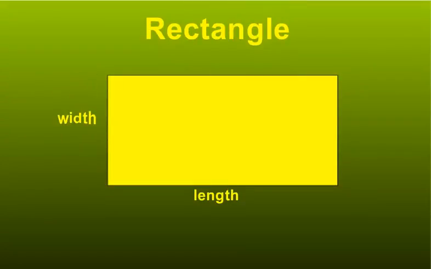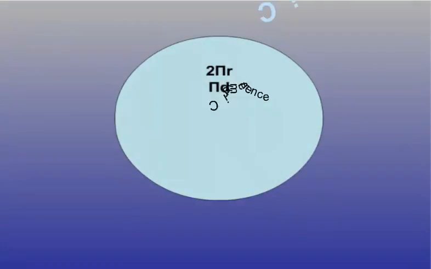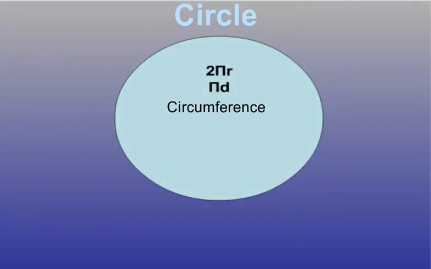The perimeter of a rectangle is 2 times the length plus 2 times the width. And the area of a rectangle is length times width. The area of a circle is pi r squared. And the circumference of a circle is 2 pi r, or pi times the diameter. Remember the pi times the diameter. That shows up more than you think on the SAT.